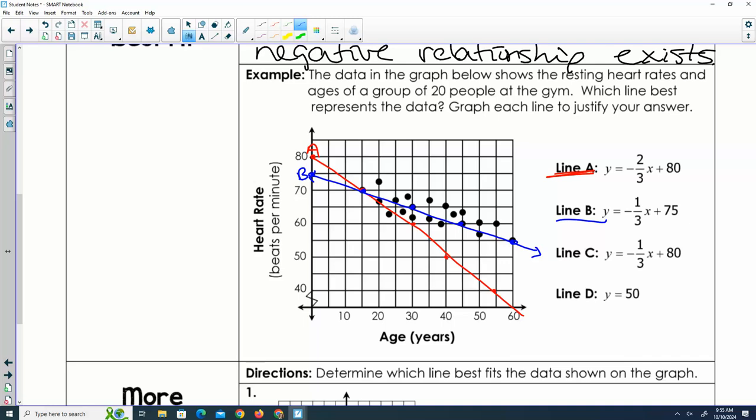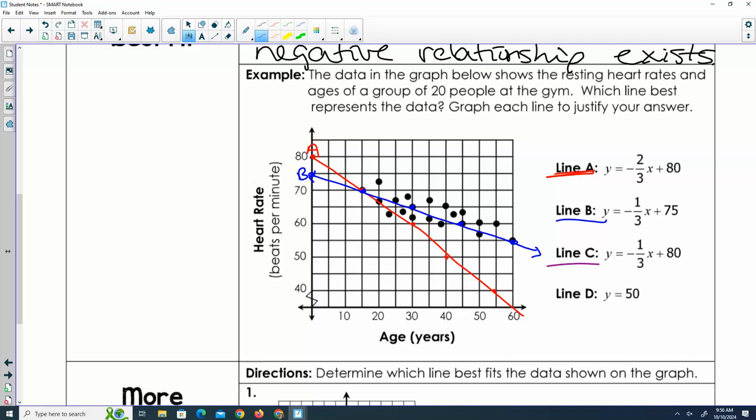Does graph B look like a good model? Pretty good. Let's go ahead and look at the others just to see if one is better, because we're trying to pick the best out of all of them. But we know B, the blue one, is definitely better because it goes about through the middle of the points. We have some above, some below. It's about the same steepness as those points.